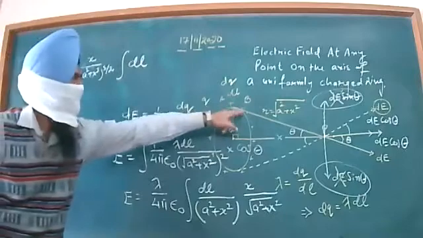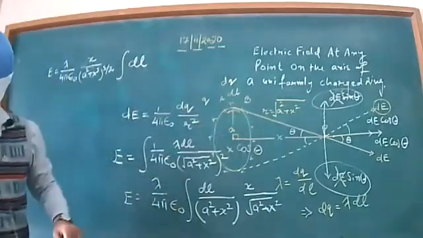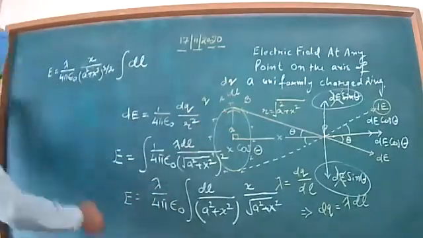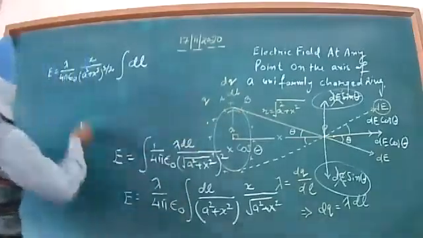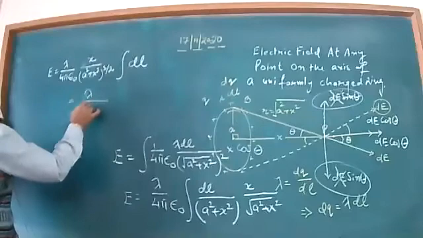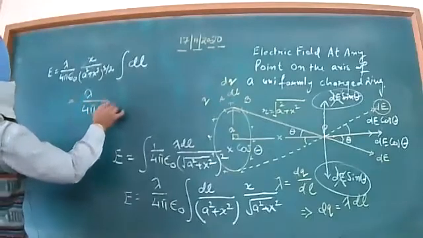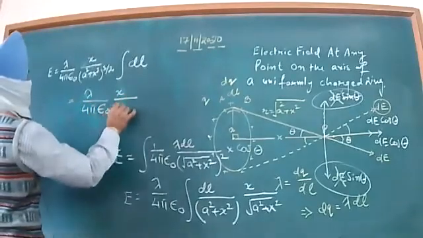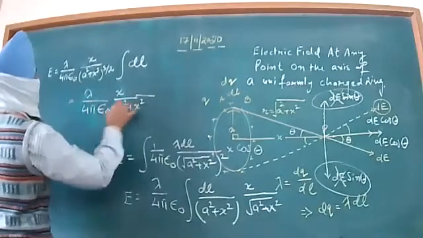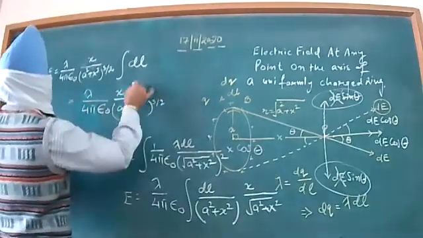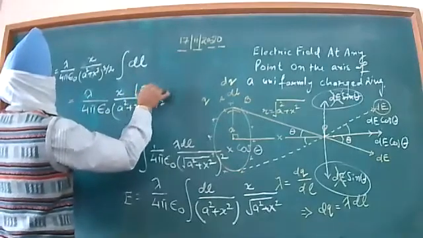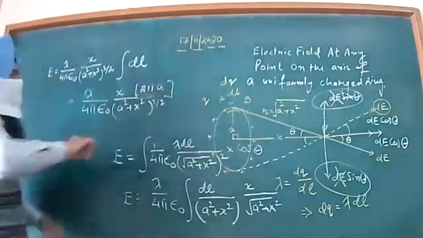Now, what is the integral of dl equal to? 2 pi a. Nice, good. So I can substitute this value: lambda upon 4 pi epsilon naught x, upon a square plus x square power 3 by 2, and the integral of dl, this is your 2 pi into a.